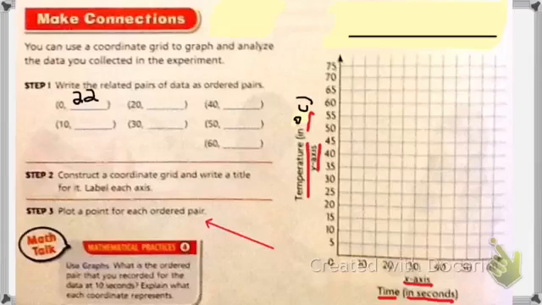And step number 3 right here says plot a point for each ordered pair. So you're going to look at your ordered pairs that you filled in here, and you're going to plot the point for them on this graph over here. Remember that your x-axis comes first, and your y-axis comes second. We move to the right and then up. Please stop the video and plot a point for each ordered pair.